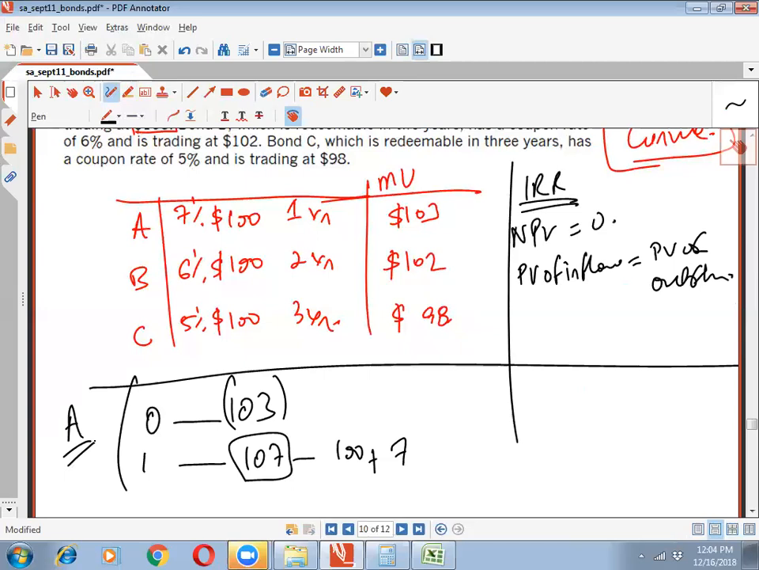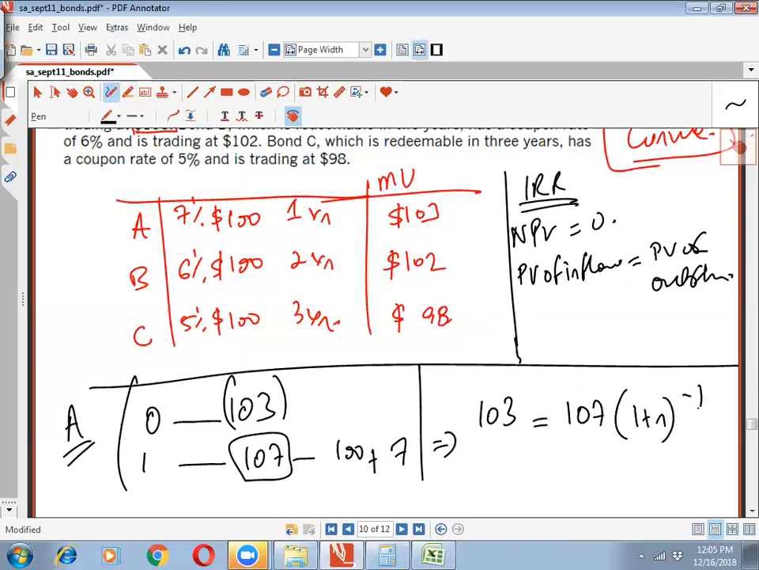Is that okay? So basically, we could establish the IRR of the bond for this investor by saying that 103 is equivalent to 107 into (1 plus R) power minus 1. Because this investor would invest 103 in year 0, and he would get 107 in year 1. And if we discount this 107 at a discount rate of R, then the present value would equal 103. So what is the discount rate R?